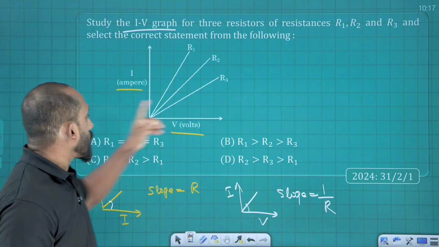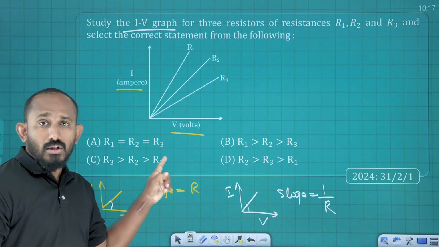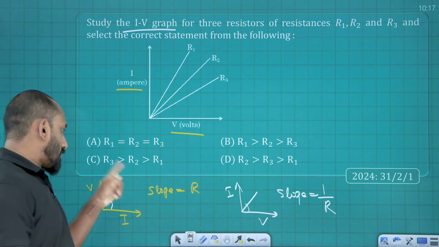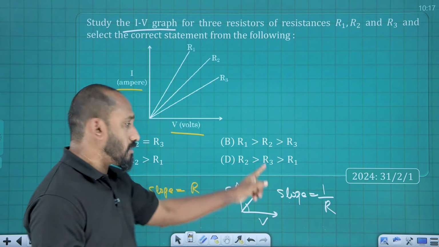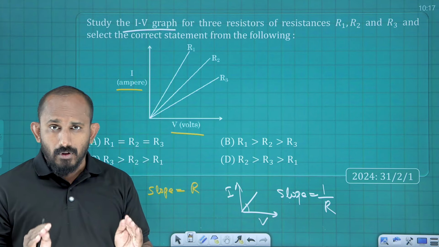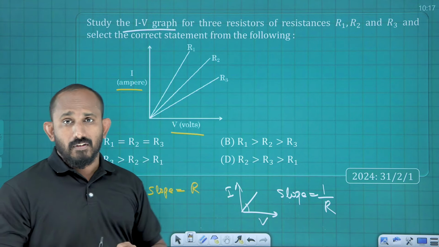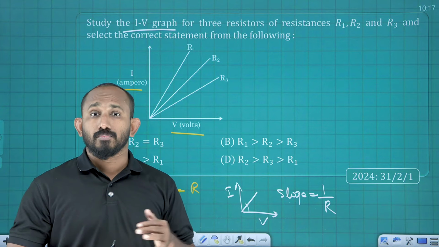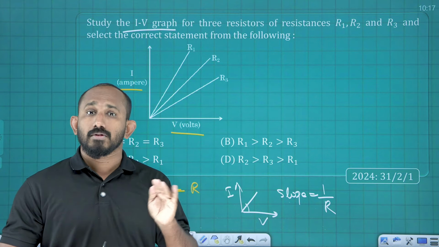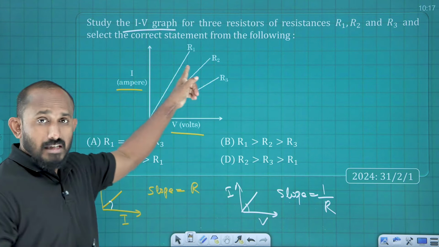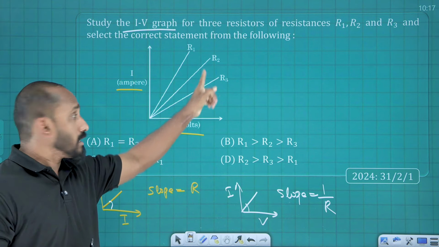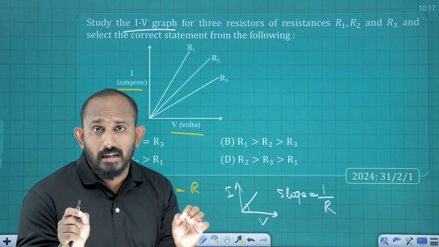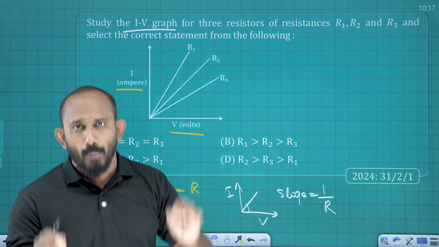So in this graph, the options are R1 equal to R2 equal to R3, R1 greater than R2 greater than R3, R3 greater than R2 greater than R1, like that. Since it is an IV graph, the reciprocal of resistance will be the slope. So if the reciprocal is greater, the resistance will be smaller. Here R1 has the greatest slope, R2 has the second, R3 has the least. So in the IV graph, which conductor has the least slope?